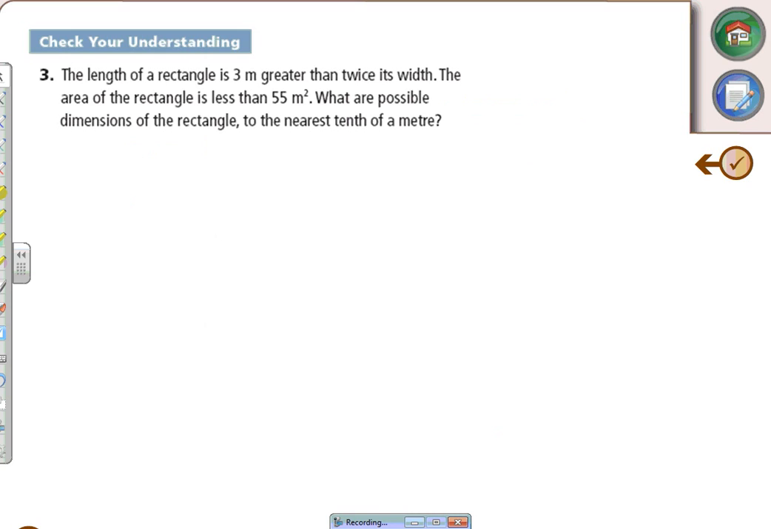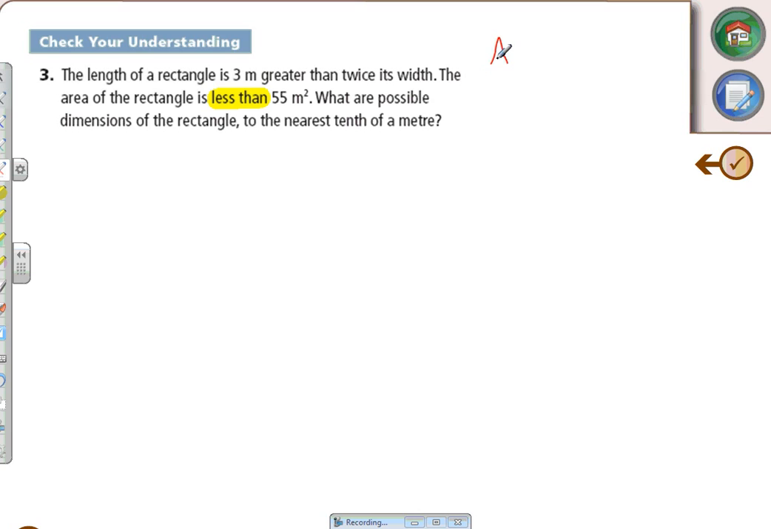Okay, the length of a rectangle is 3 meters greater than twice its width. The area of the rectangle is less than 55 meters squared. Ooh, as soon as we get the words less than, greater than, that means that this is going to be an inequality question. What are possible dimensions of the rectangle to the nearest tenth of a meter? We want to know what range could we have to be able to make this work. And it needs to be less than. Not less than or equal to, it's just less than.